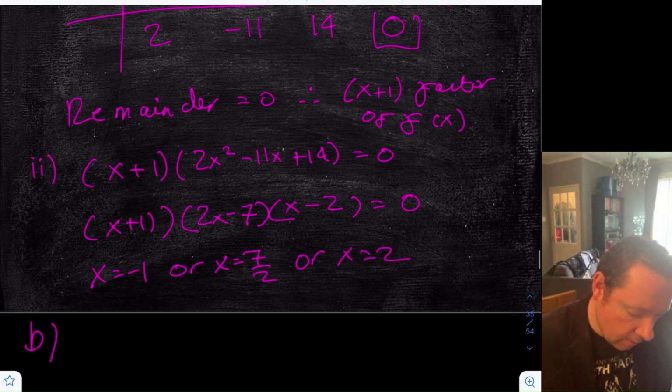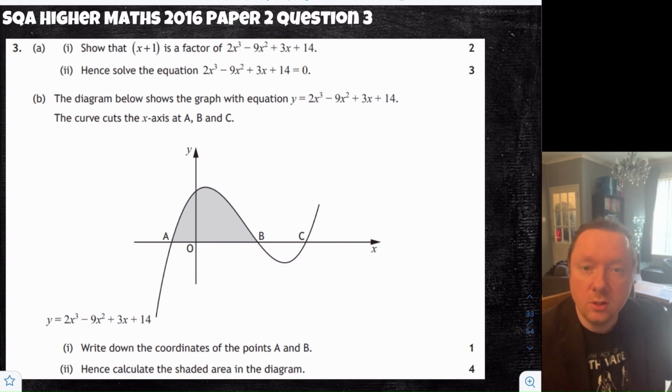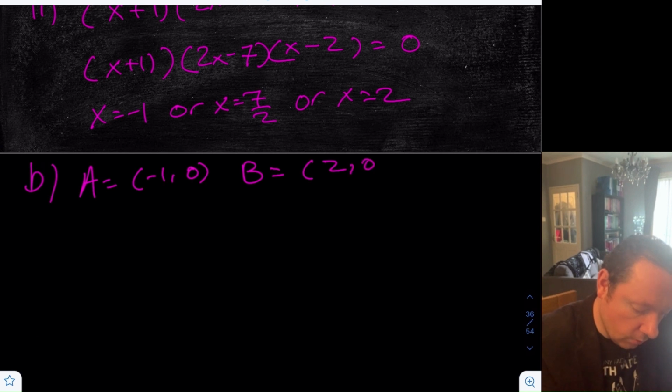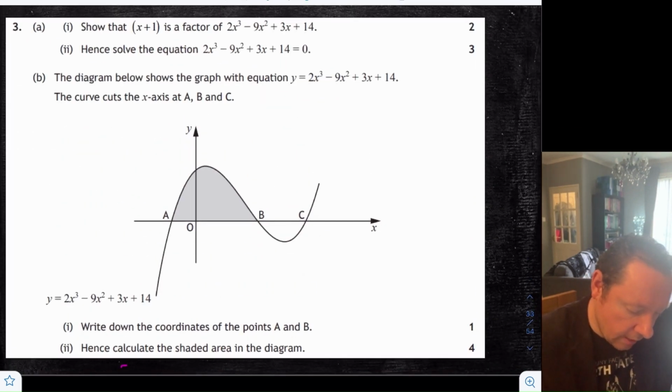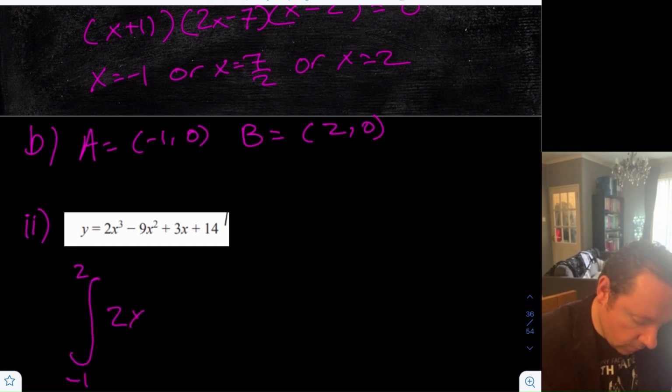Part B, the graph cuts the x-axis at A, B, and C, write down the coordinates of A and B. Well, we've just worked it out. Our smallest x is A, our next smallest is B. So in other words, A equals minus 1, 0, and B equals 2, 0, and C would be 7 over 2, 0 as well. Part 2 of B, calculate the shaded area. Well, that's the integral between these two numbers of our original equation. There's our equation, so the shaded area is the integral between minus 1 and 2 of 2x cubed minus 9x squared plus 3x plus 14.